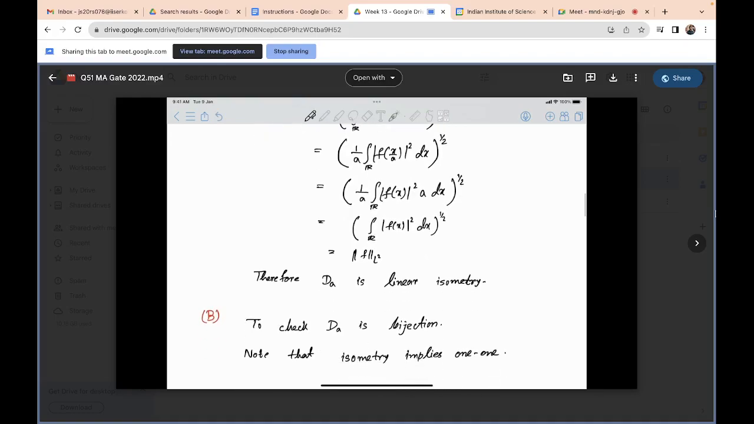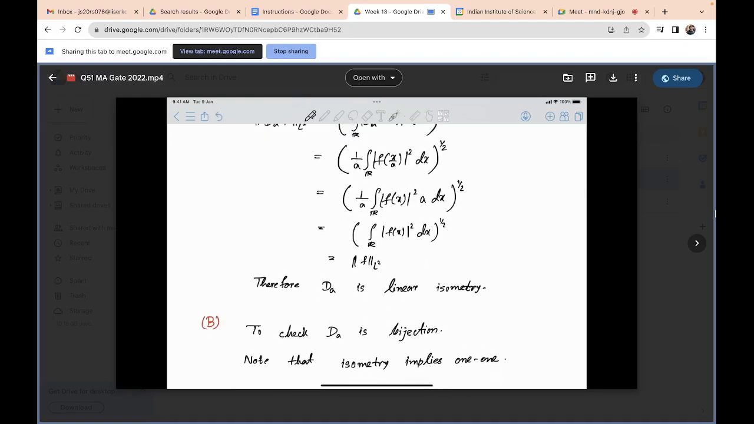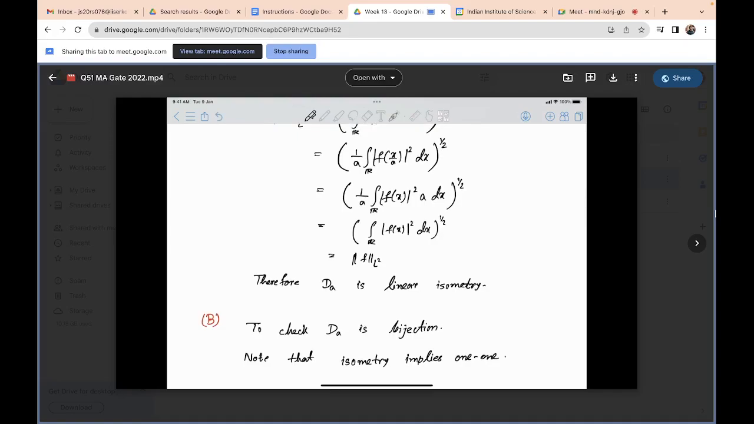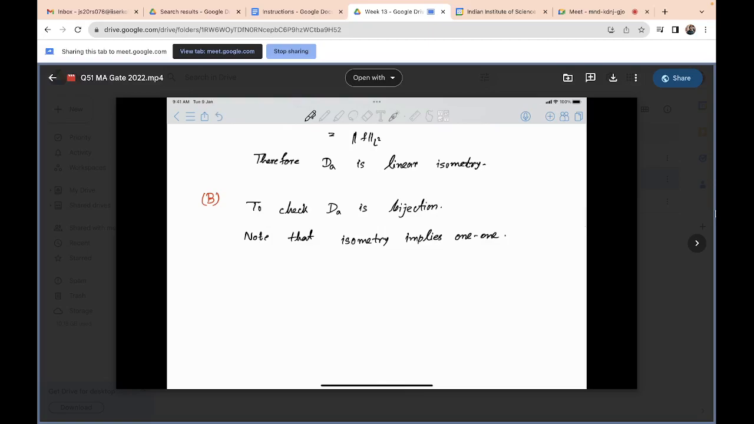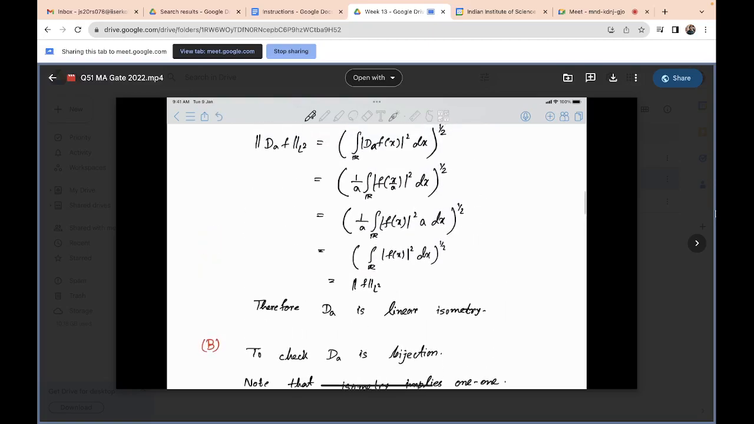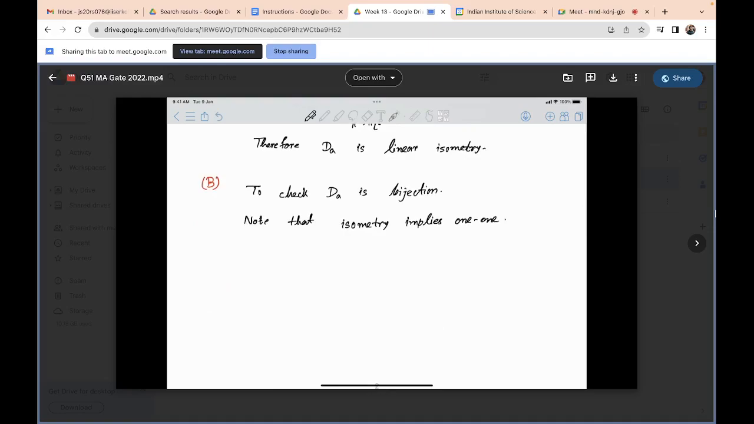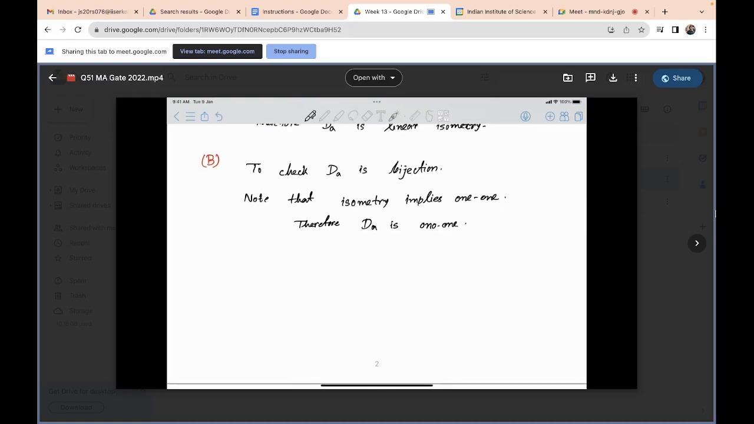As it is an isometry, you have to check that the operator's kernel is 0. And dA of f is 0 means f should be the zero function, right? So in the kernel only the zero function is there. So as isometry implies 1-1, therefore dA is 1-1. Now you have to check whether dA is onto or not. 1-1 just easily follows.